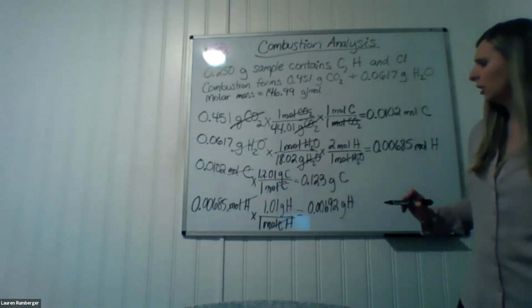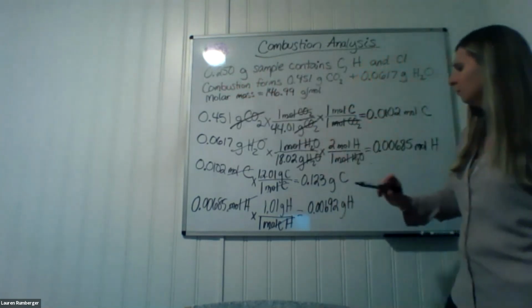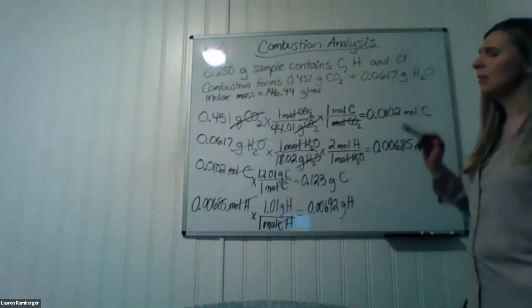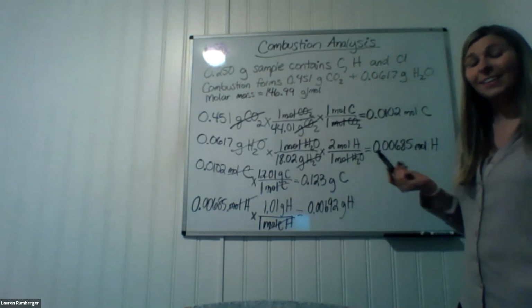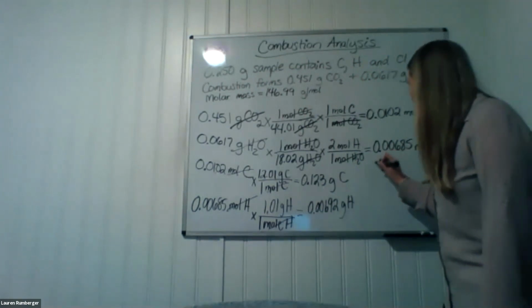Okay, so now if we know that the sample contains 0.123 grams of carbon, 0.00692 grams of hydrogen, and the total is 0.250 grams, by subtraction, we'll be able to find the mass of chlorine that's in the compound. So let's do our subtraction.